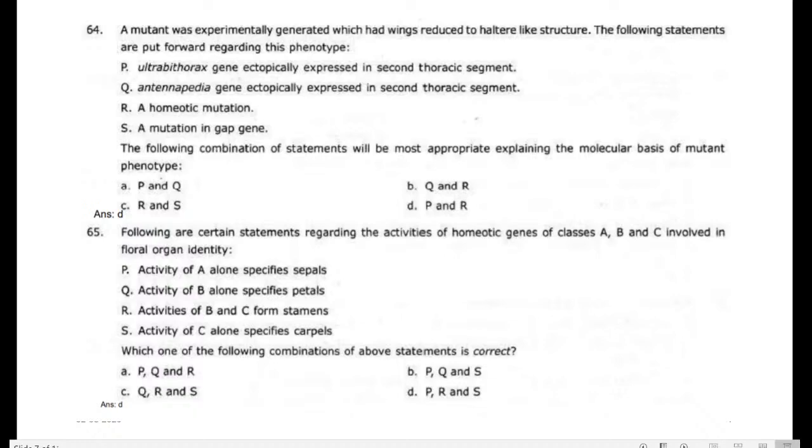The next concept is another mutation, the homeotic mutation. Regarding the phenotype, its answer is D. So we want to know the homeotic mutation. This homeotic mutation also happens in animals. These genes are very important and may be studied in animal models.